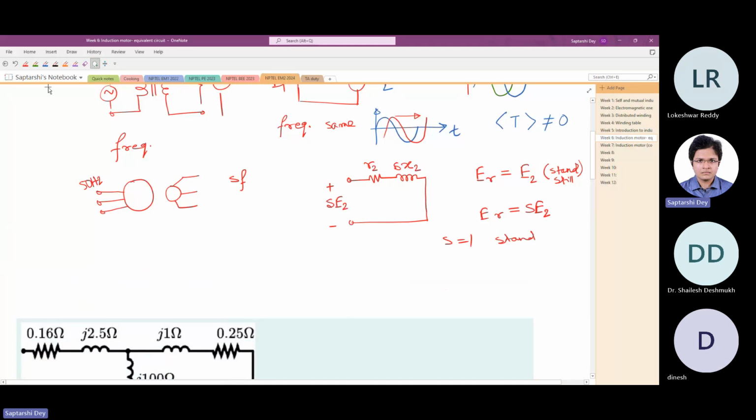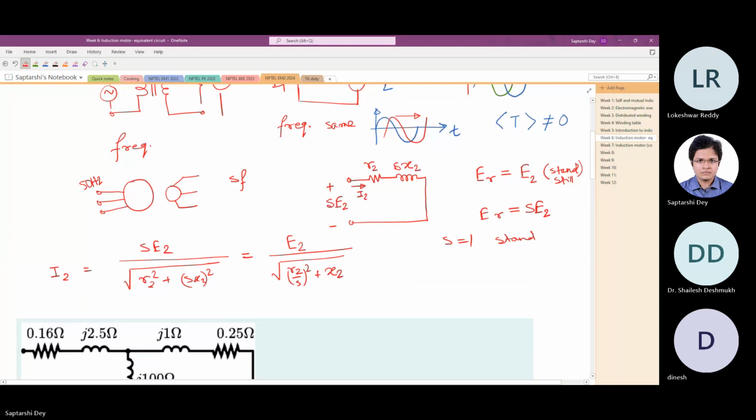Now if we write the equation, say one current I2 is flowing, I2 is SE2 by square root of R2 squared plus SX2 squared. Now this expression is manipulated as E2 by square root of R2 by S whole squared plus X2 squared.